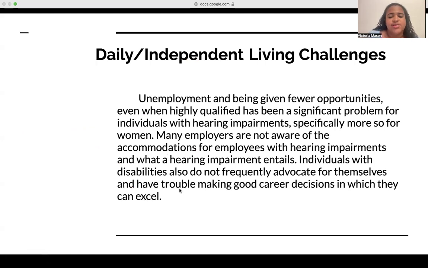Next, we're going to discuss some of the daily and independent living challenges and strengths and interventions available for daily and independent living. Unemployment and being given fewer opportunities is one of the greatest challenges for hearing impaired individuals. Even when highly qualified, individuals have significant problems, especially women. Many employers are not aware of the accommodations for employees with hearing impairments and what a hearing impairment entails. Individuals with disabilities also do not frequently advocate for themselves and have trouble making good career choices in which they can excel.